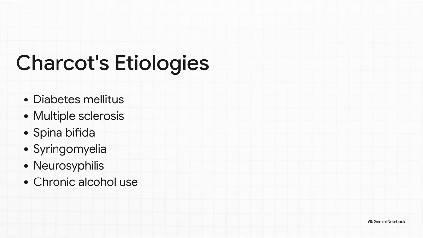To code this correctly, you've got to hunt for the underlying etiologies. When you're assigning codes in the M14.6 series, remember that diabetes mellitus is the most common culprit, primarily affecting the weight-bearing joints of the feet and ankles. But don't stop there. Watch your provider's notes closely for other neurological triggers, things like multiple sclerosis, spina bifida, syringomyelia, neurosyphilis, or even chronic alcohol use. Matching that underlying systemic disease to the joint destruction is absolutely the key to mastering this M-code block.